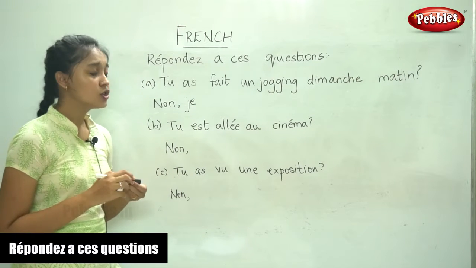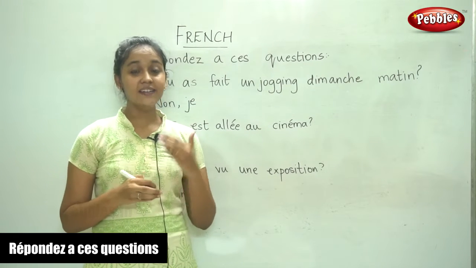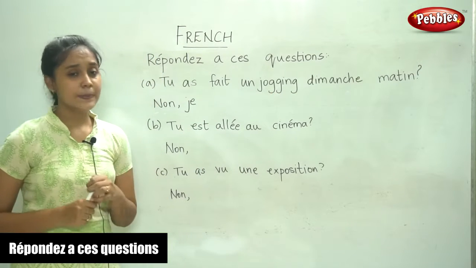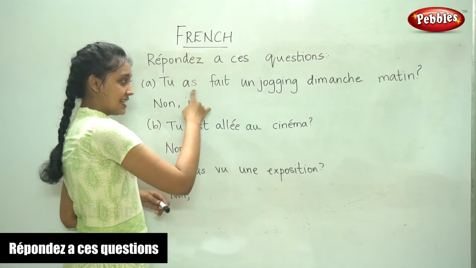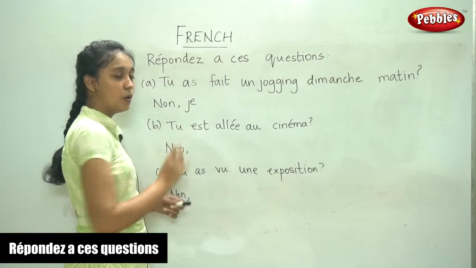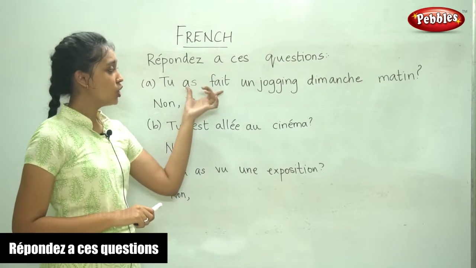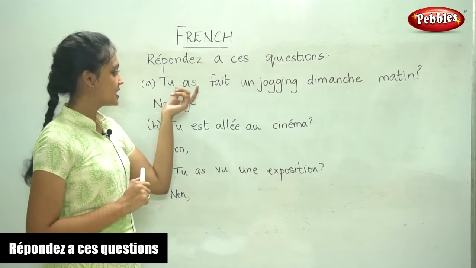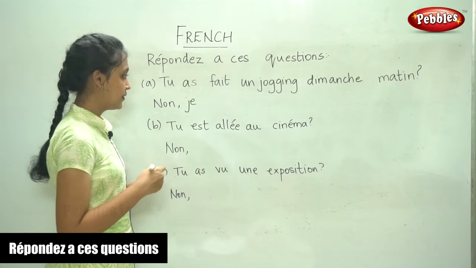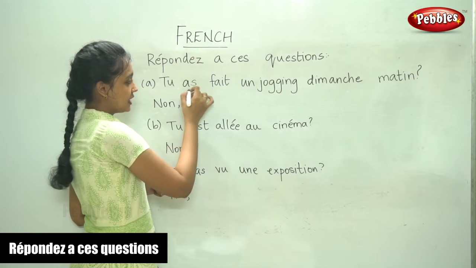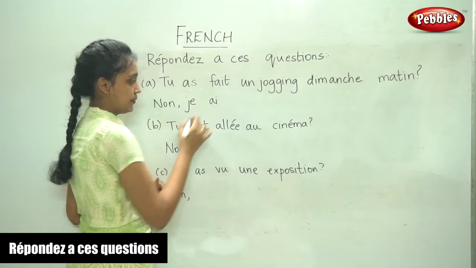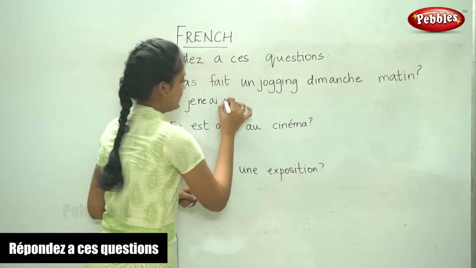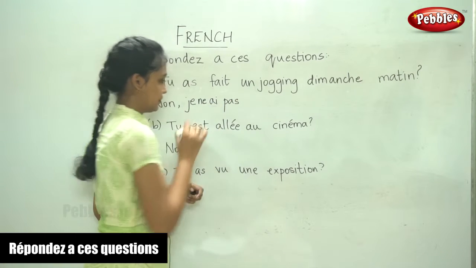Now we know that to make a sentence negative, we add ne before and pas after the verb. However, in the passé composé, we have the auxiliary and the past participle. Both are verbs. So, which of these would we apply the ne pas formula to? It is for the auxiliary verb. So, for je, it is ai. Now we have to add ne before and pas after.